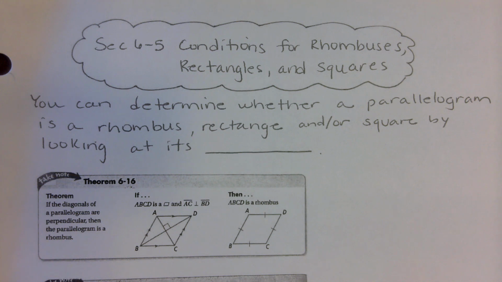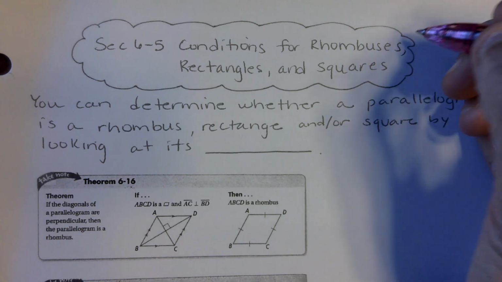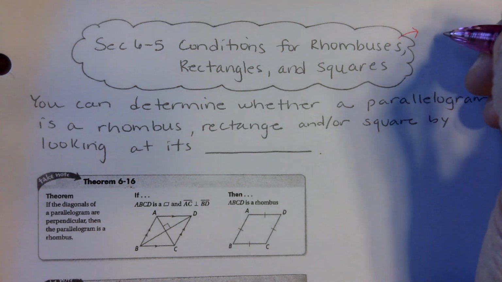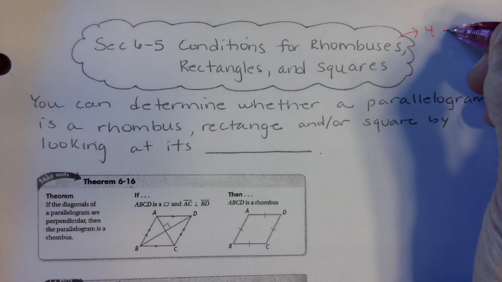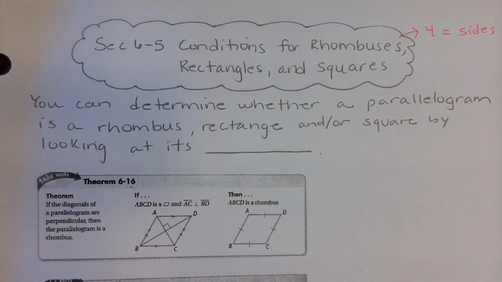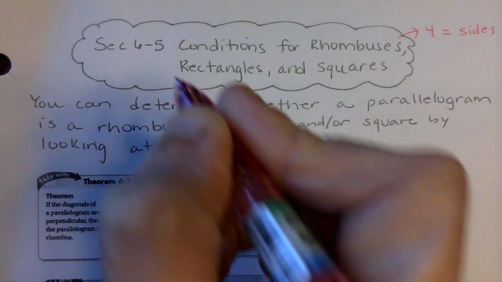So we are doing section 6.5, conditions for rhombuses, rectangles, and squares. Before we even start there, let's be clear about what makes something a rhombus, a rectangle, or a square. So what makes something a rhombus? Good, I heard you all loud and clear. Four equal sides. That's it. The sides are equal. It says nothing about the angles.